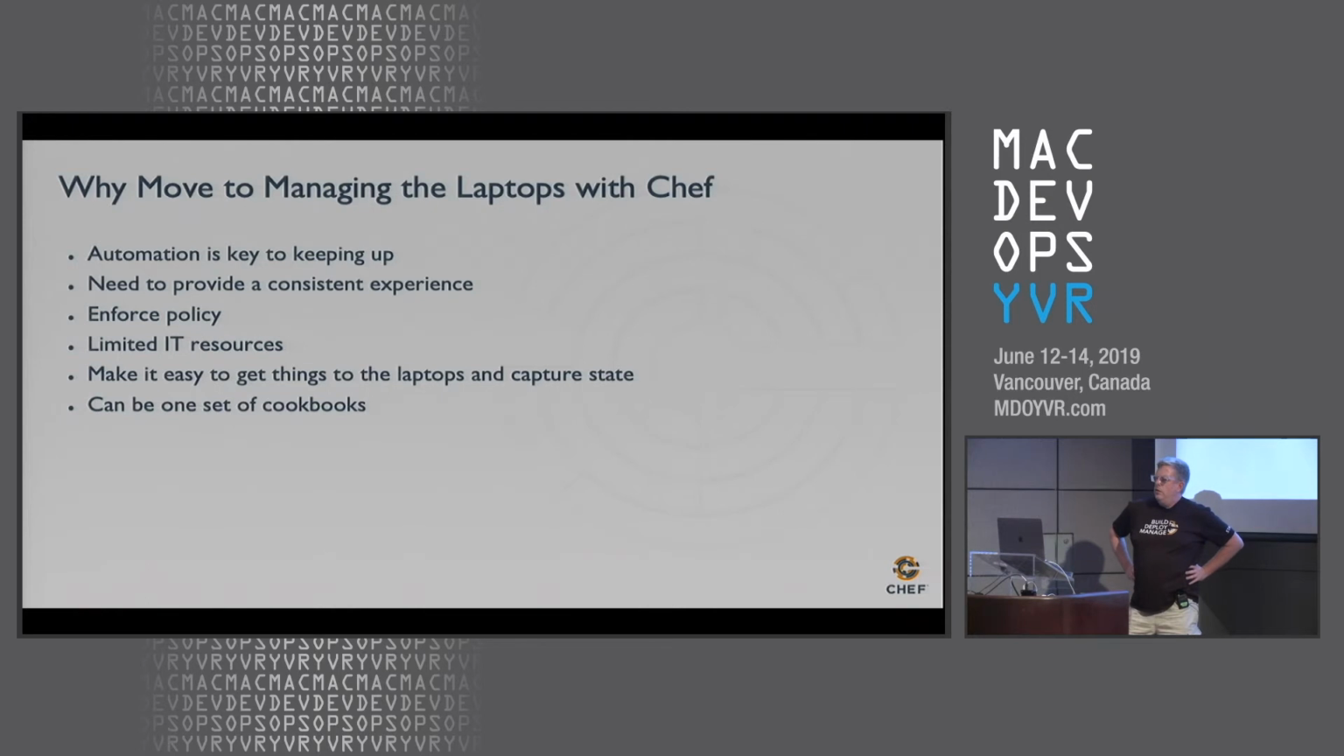So we had some other goals around moving to Chef as well. For us, automation is king. Obviously, there's only 3 of us, right? So we've got to be able to do a lot with a little bit of time and energy. We wanted to provide a consistent experience for the staff, make sure everybody has the same sort of experience. We're not doing one-offs or handwriting things. We wanted to enforce a very modest amount of policy, which I'm going to describe in a minute.